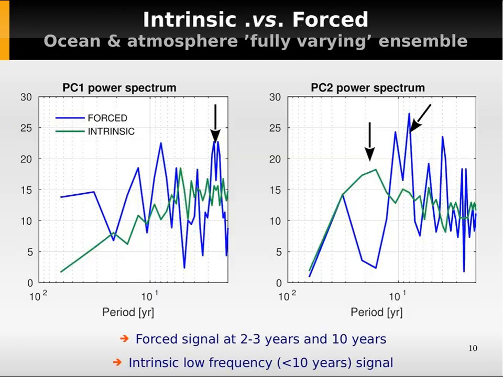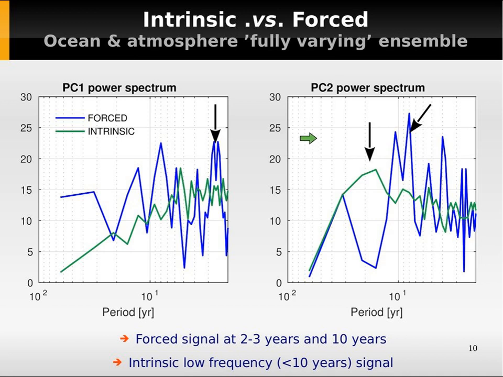The power spectrum for the forced signal is represented here in blue. And with that, we have the averaged power spectrum for the intrinsic variability, so an average over the 12 members. On the left, we have the first principal component. On the right, we have the second principal component.